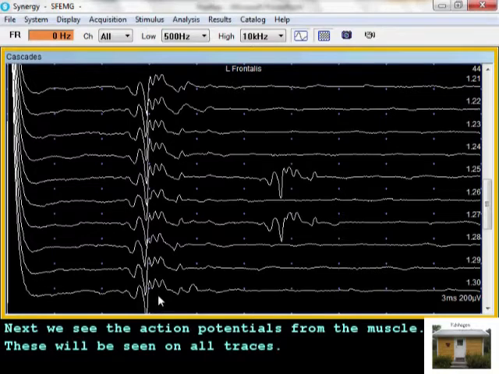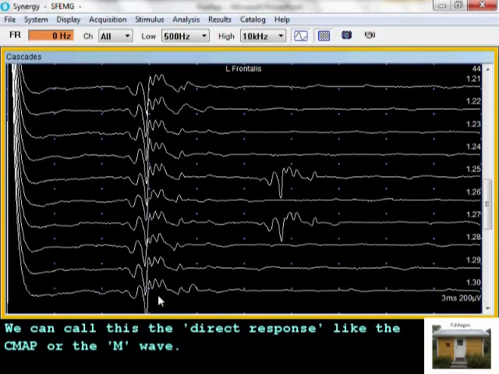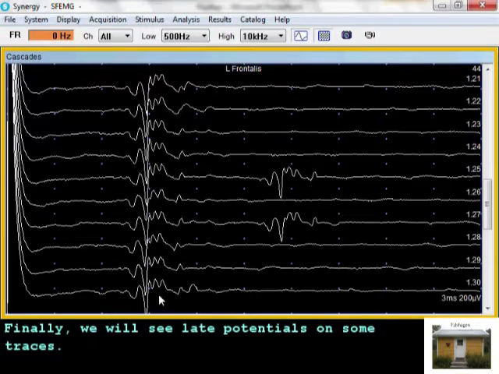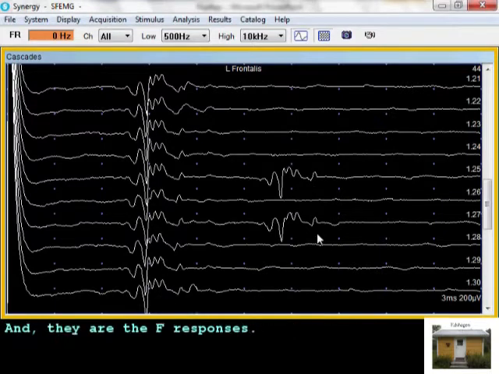These will be seen on all traces. We can call this the direct response, like the CMAP or the M wave. Finally, we will see late potentials on some traces, and they are the F responses.